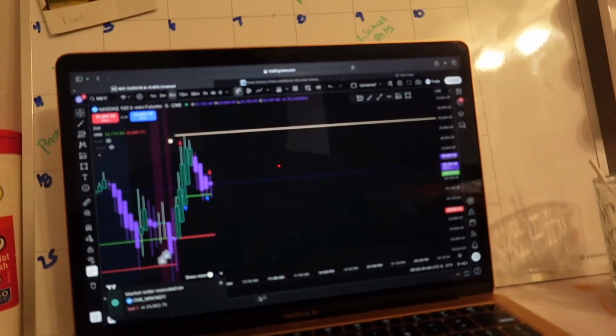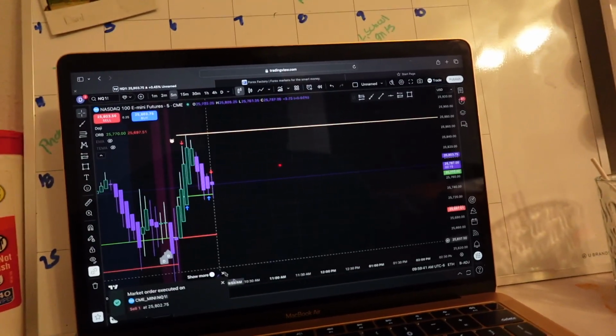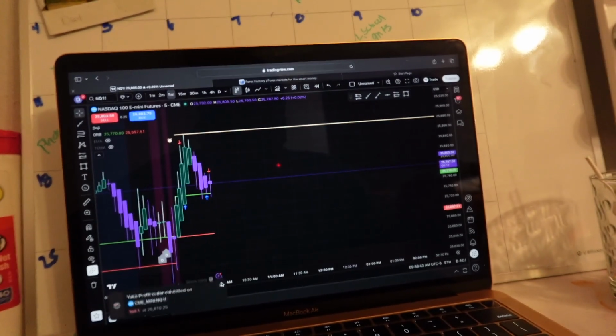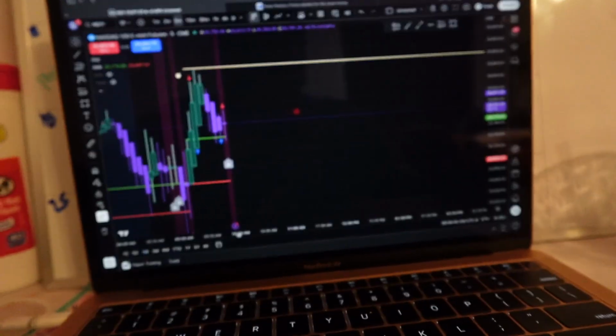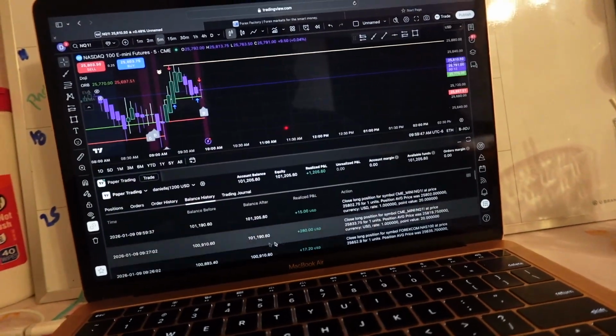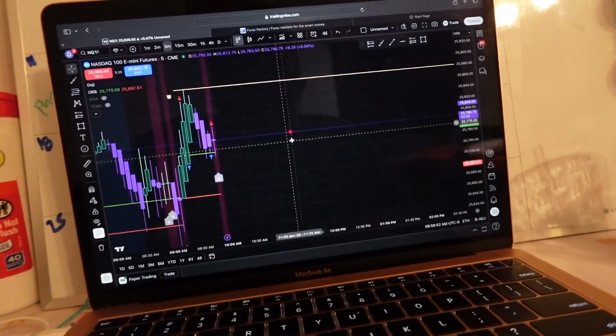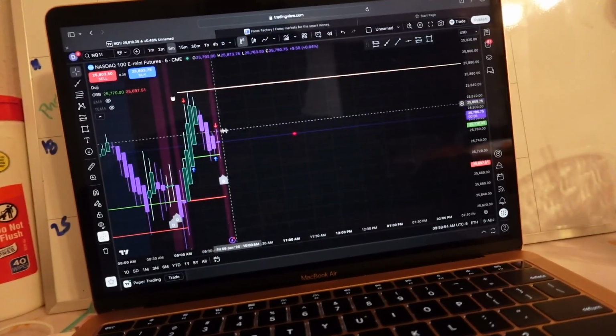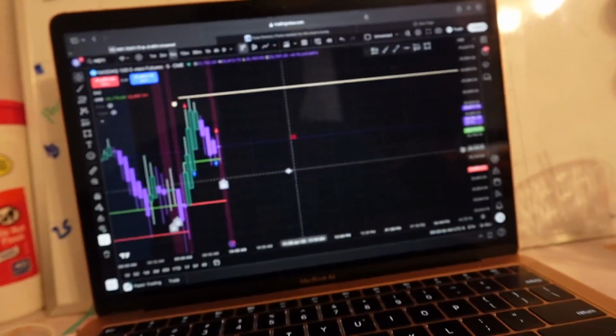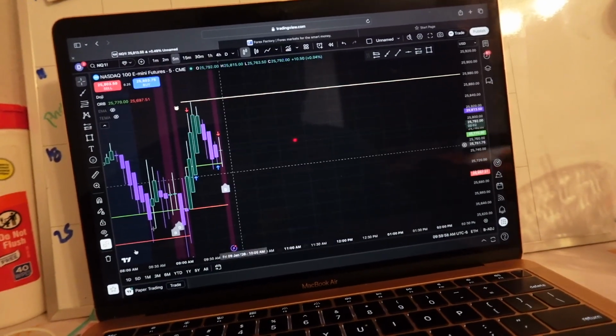So I closed it, and I'm gonna wait till my candle goes green. So I did not lose anything. Let's make sure. See, okay, I closed out $15, so I'm still in the green. But when the candle goes green and I get my first full closed green candle, I will get back in.